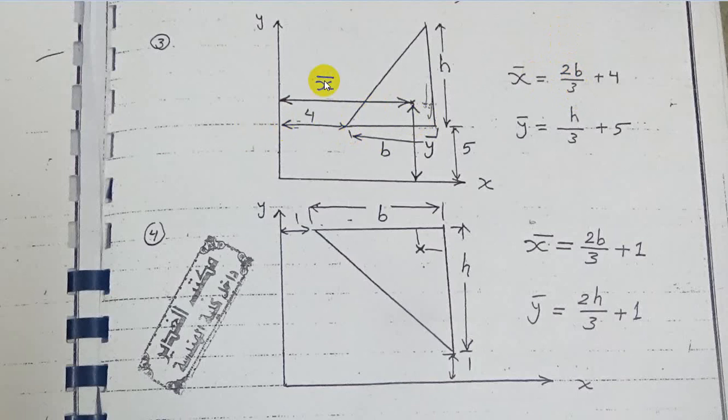زائد 4 يطلع الاكس داش. الأربعة هي اللي هي تؤدي إلى المحور y. الواي داش يساوي h إلى h إلى 3 زائد 5.